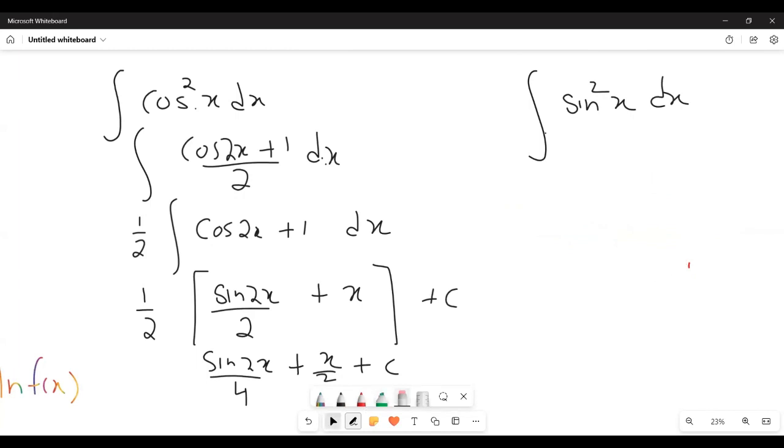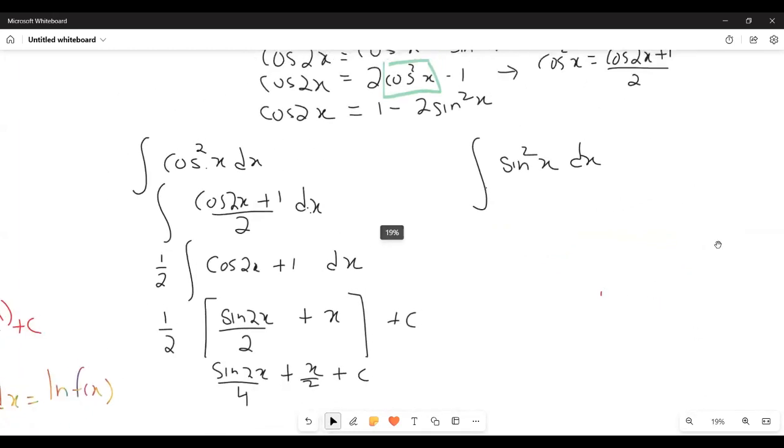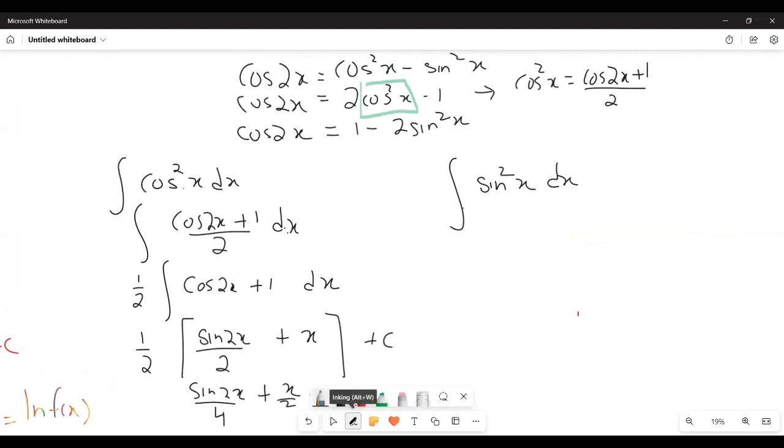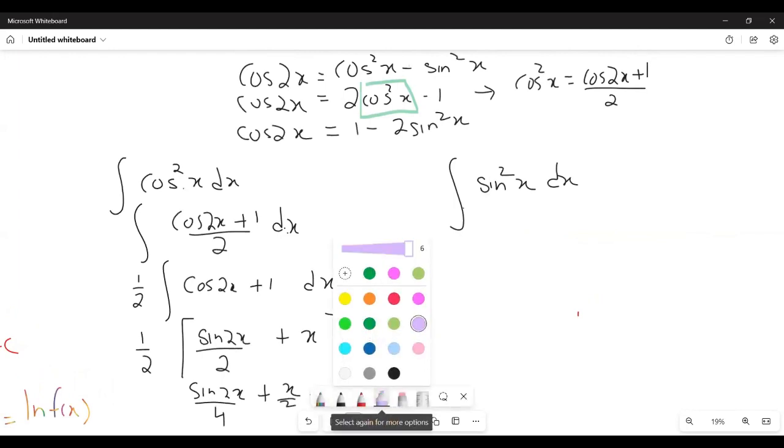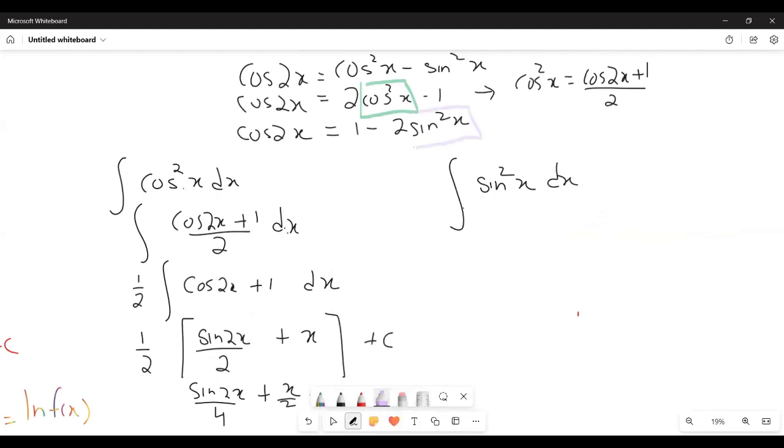Similarly, we integrate sine square x and I want to use the double angle identity of cos again. अब हम इसको सब्जेक्ट बना लेते हैं sin square x. So when we do that, we get 2 sin square x को लेफ्ट पे ले जाते हैं, 1 minus cos 2x इधर आ जाएगा और 2 डिवाइड हो जाएगा. So this is what sin square x is equal to. So replace sin square x with 1 minus cos 2x upon 2.